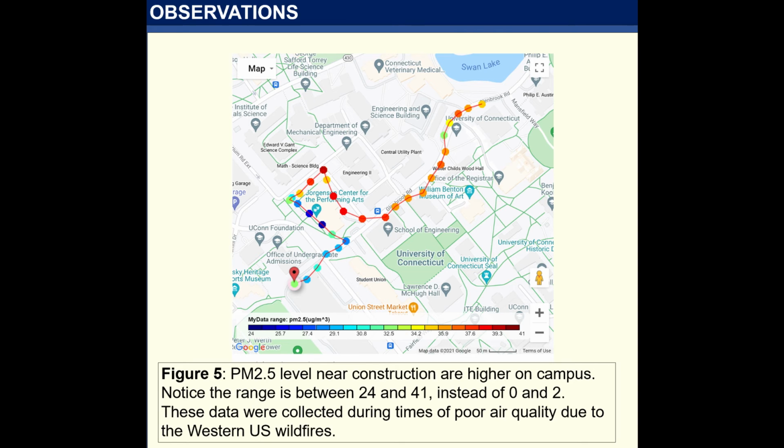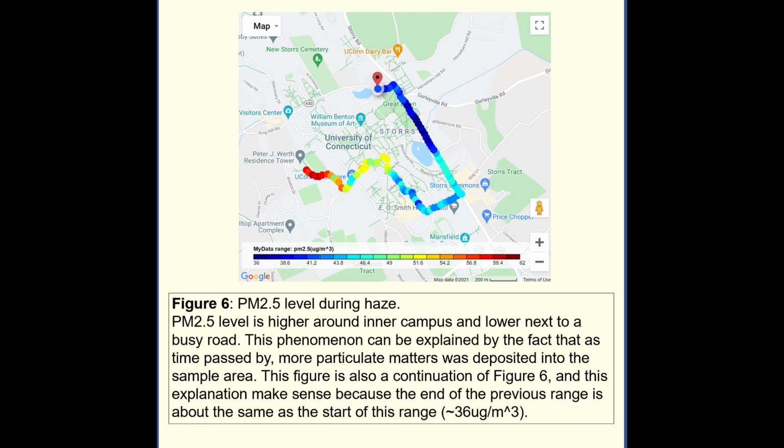Figure 5 shows a walk near an active construction site. Notice the range of the data starts at 24 instead of 0 compared to Figure 4, and caps at 41. This suggests a possible correlation between construction and increased levels of PM2.5 near the Jorgensen Center for the Performing Arts. Figure 6 is a continuation of the walk from Figure 5. However, it shows the exact opposite of what we expected. This figure shows the PM2.5 level is higher around inner campus and lower next to a busy road.